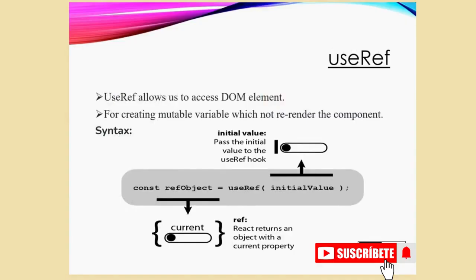useRef allows us to access a DOM element or create a mutable variable which does not re-render the component. See, here the syntax is there. Const ref, an object, means current. React returns an object with a current property. For useRef, the initial value is passed to the useRef hook. Okay?